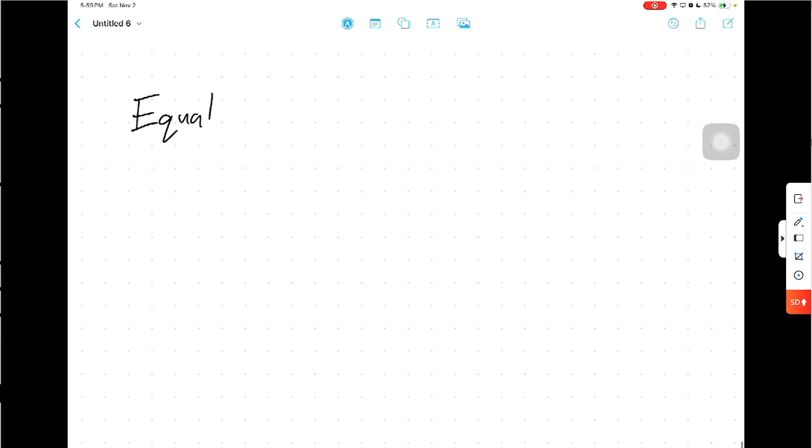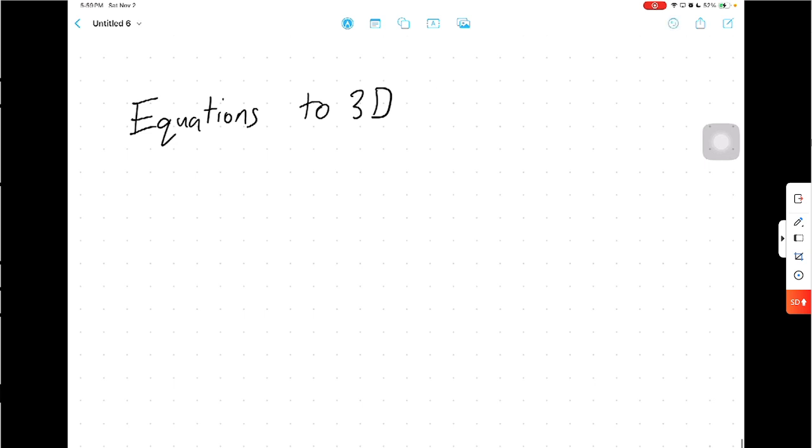Equations to 3D graphs. Are you meaning the quadric surfaces? Because I think we already have that document up. Yeah. Okay, we already have some documents up for what those are in the midterm review, so I think you can just go through those.